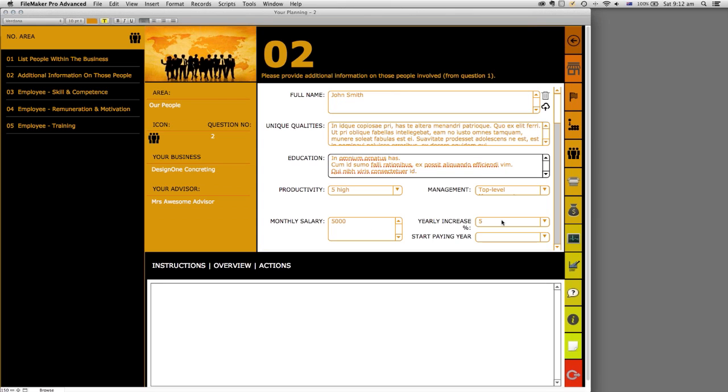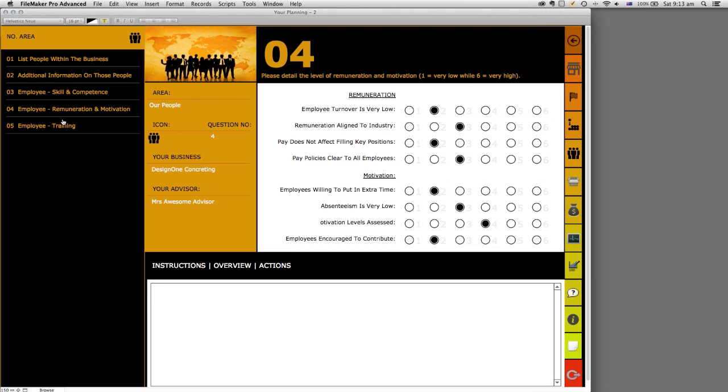And then we've got percentage increase to say, okay, that salary is going to increase by at least 3% a year. And the other one here is starting year. For example, she might bring on a marketing manager in year 3, which means the system won't calculate that salary until year 3. And it's just got some remuneration.